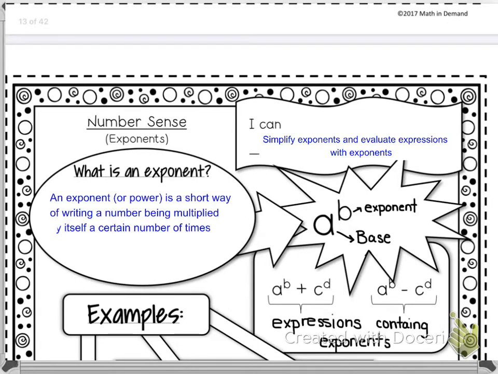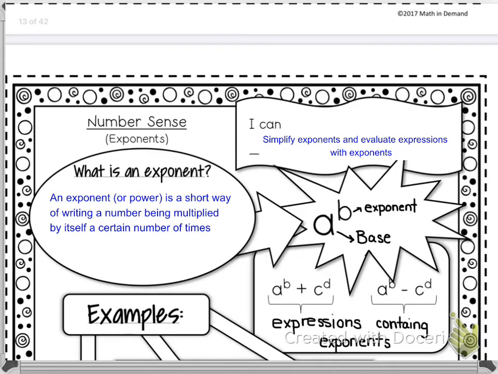Since we're talking all about exponents, let's get a good definition of an exponent. An exponent, or power, is a short way of writing a number being multiplied by itself a certain number of times. So what's that saying? What that's saying is that an exponent is another way of saying that we're going to multiply a number over and over and over again.